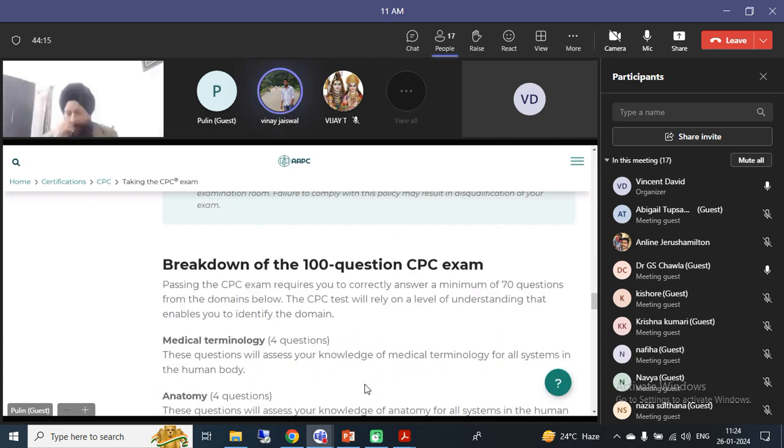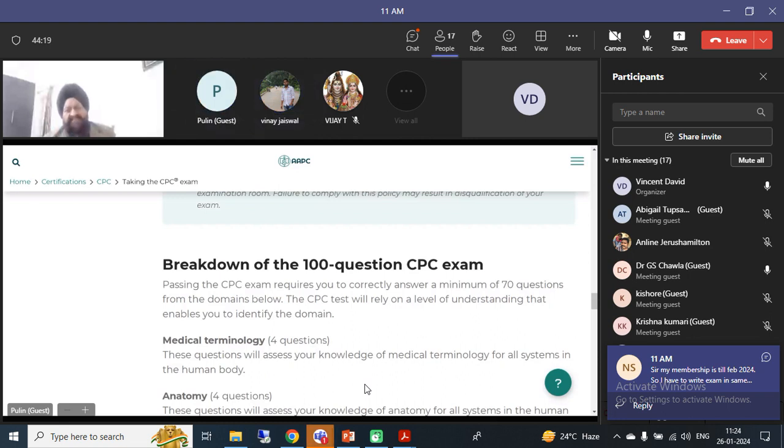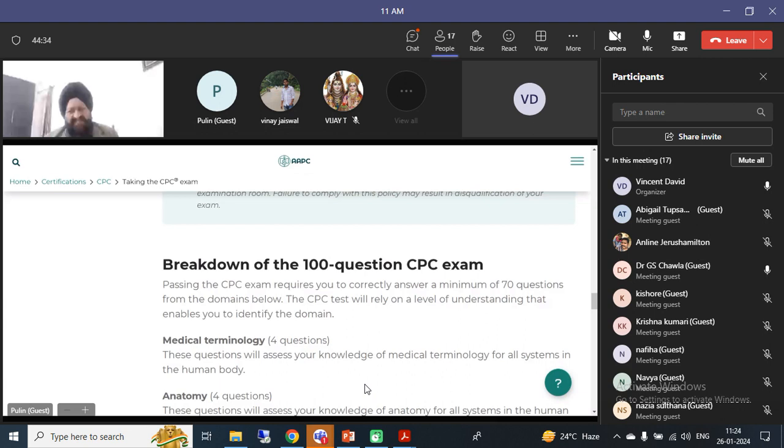How much are you charging for this session? It is not a demo session, it is to educate the medical coders. So if you are interested to join the CPC training, you can contact us personally, and we will tell you the fee. This session is not for training. This is basically an education session to educate the coders who are new to medical coding.